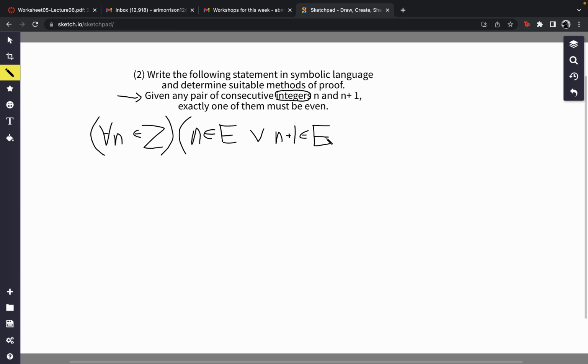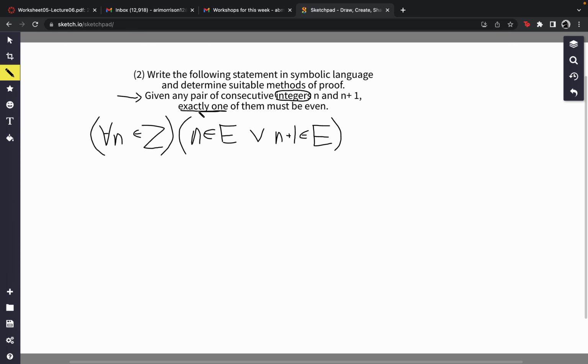So even if you're struggling with this new material, you guys are coming a long way. This is stuff that probably wasn't easy for you on day 1, and hopefully it's getting easier. The fact that this v means or, hopefully that's also getting easier for you to not have to keep reminding yourselves of. So n is even or n+1 is even. Now just think for a second, what's the problem with this? Maybe you pause the video or not.